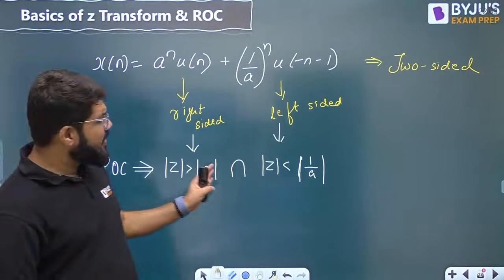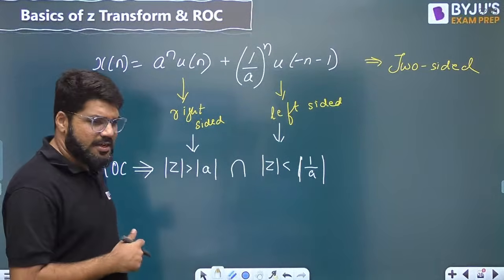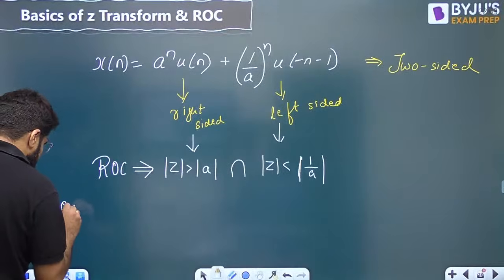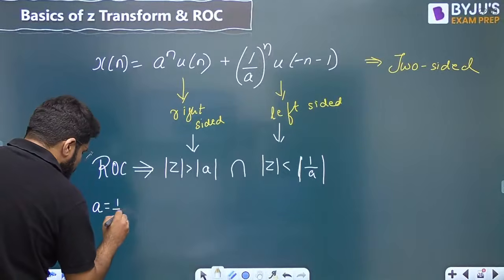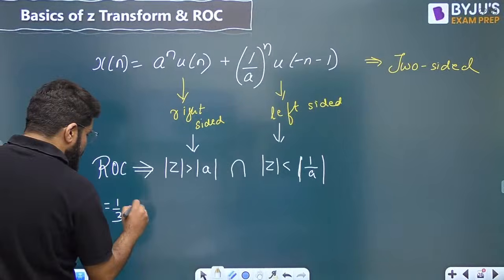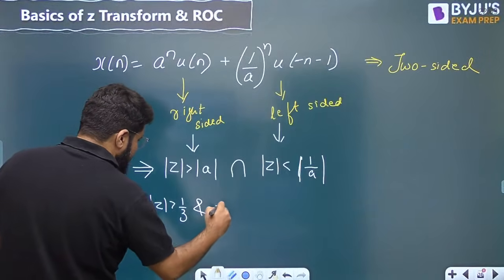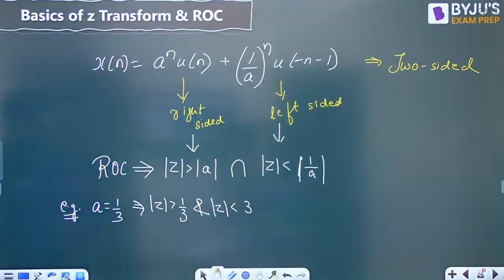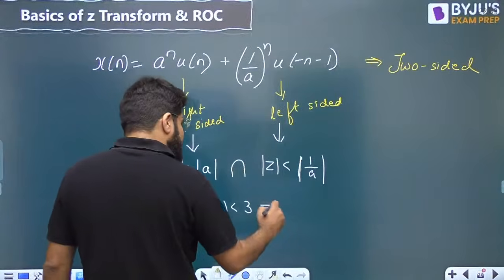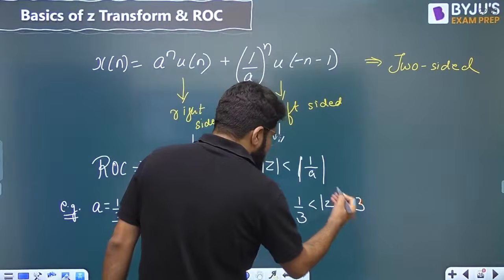So mod z greater than mod a and mod z less than 1 by mod a. Now here there is a condition. For example, if I take a equal to 1 by 3, then modulus of z greater than 1 by 3 and modulus of z less than 1 by a, that is, less than 3. So we can write 1 by 3 less than mod z less than 3.